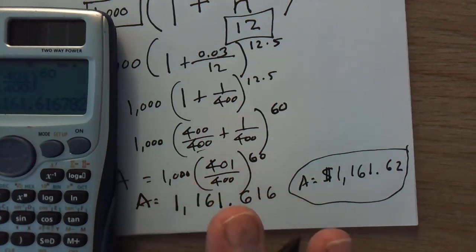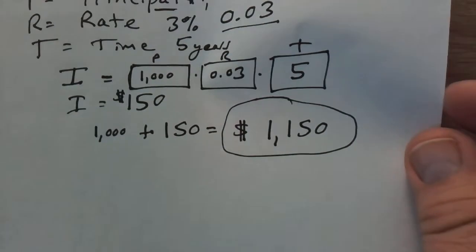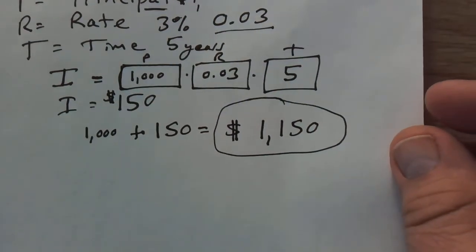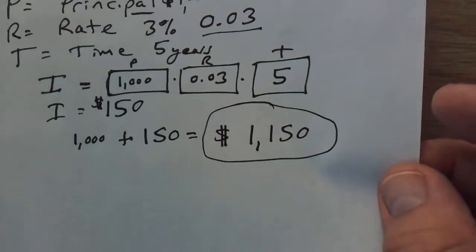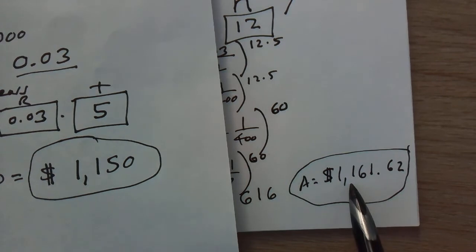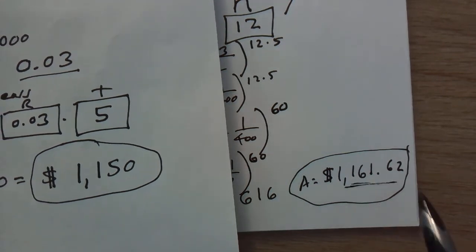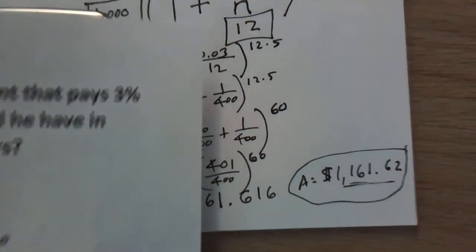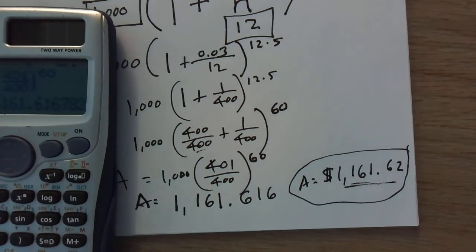Contrast that with, if you recall, when we did that calculation with simple interest, we wound up with an amount of $1,150. So you can see by compounding monthly, we get more money, and that makes sense. I always ask myself, did the answer we get make sense? And in this case, yes, it does make sense.